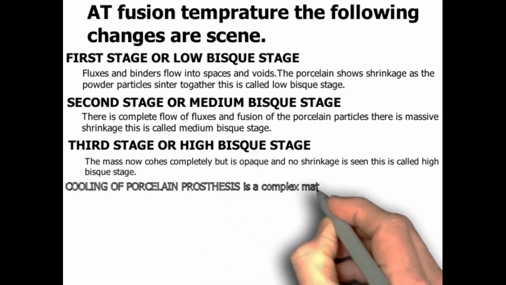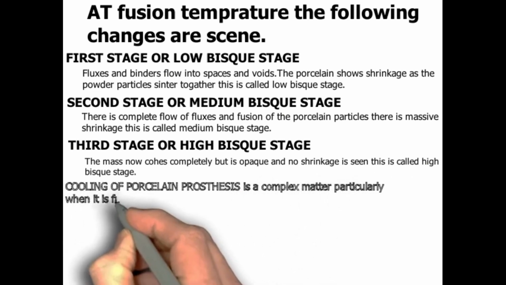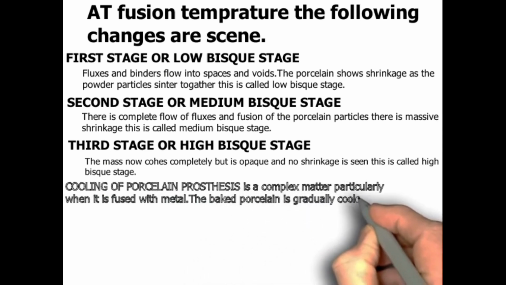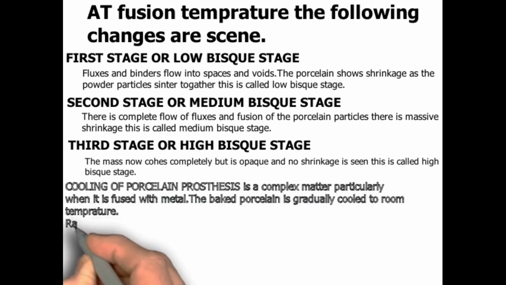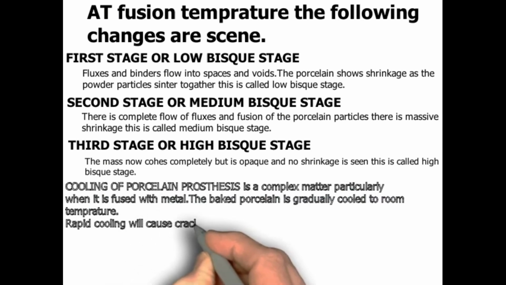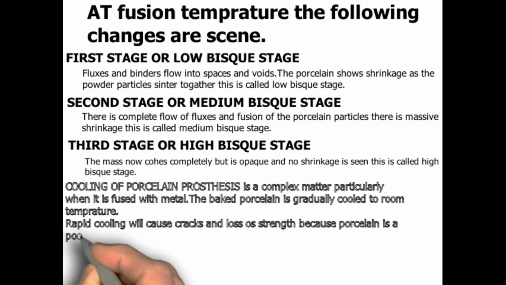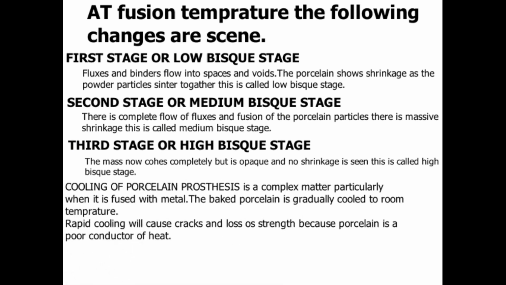Cooling of porcelain prosthesis is a complex matter, particularly when it is fused with metal. The baked porcelain is gradually cooled to room temperature. Rapid cooling will cause cracks and loss of strength because porcelain is a poor conductor of heat.